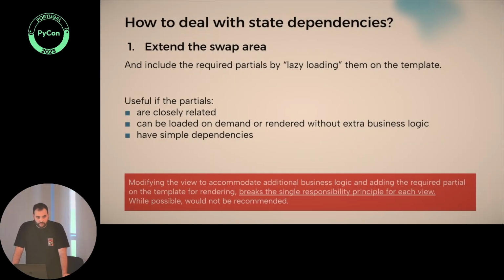First, you can extend the swap area, as we talked about. If you can request the list and include it on the template, it's useful if the elements are closely related, such as that example. So you have a list of products and a product form, or have simple dependencies. What you should not do is edit your form view to just display the list if something happens or if the user edited, because that removes the single responsibility principle. And we want everything to be decoupled and split up so you can reuse it along the app.